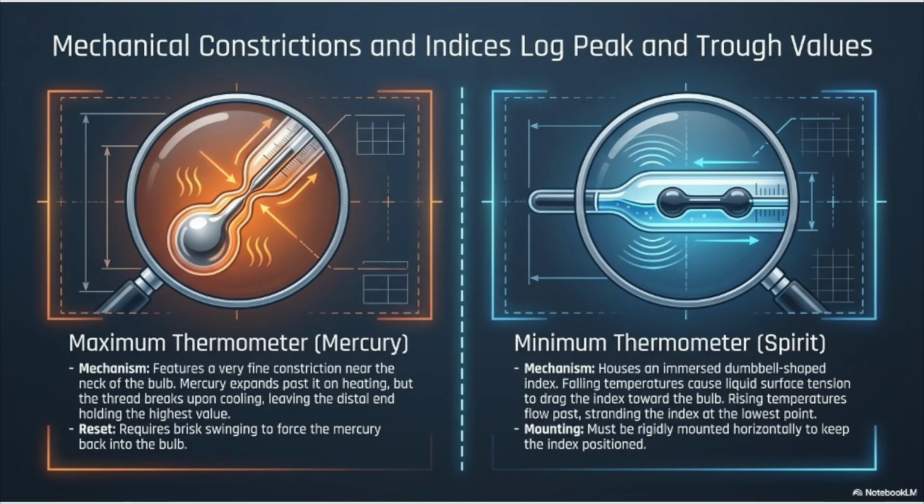The minimum thermometer uses spirit and houses an immersed dumbbell shaped index. Falling temperatures cause liquid surface tension to drag the index toward the bulb, while rising temperatures flow past it, stranding the index at the lowest point. This instrument must be rigidly mounted horizontally to keep the index positioned correctly.